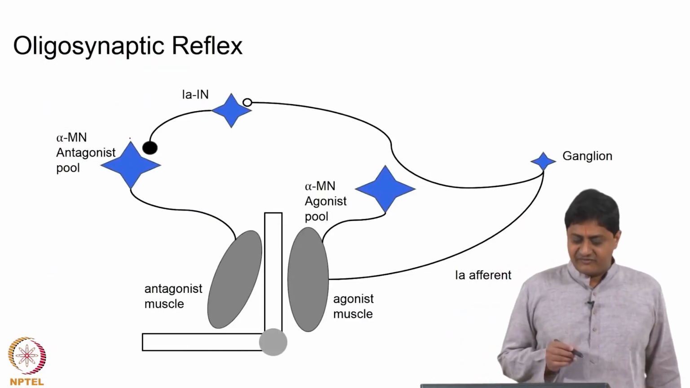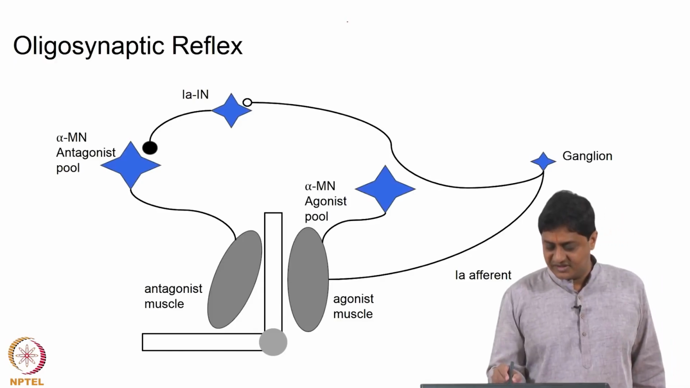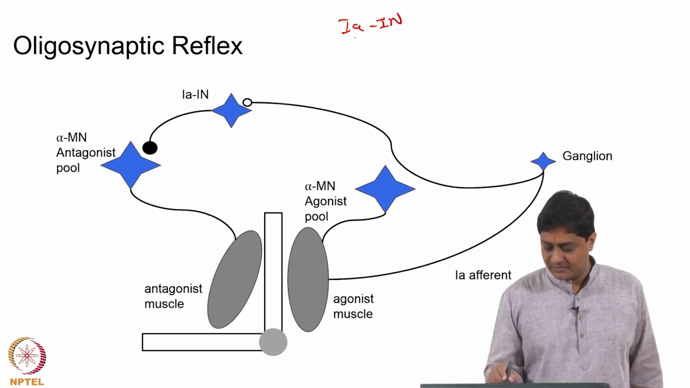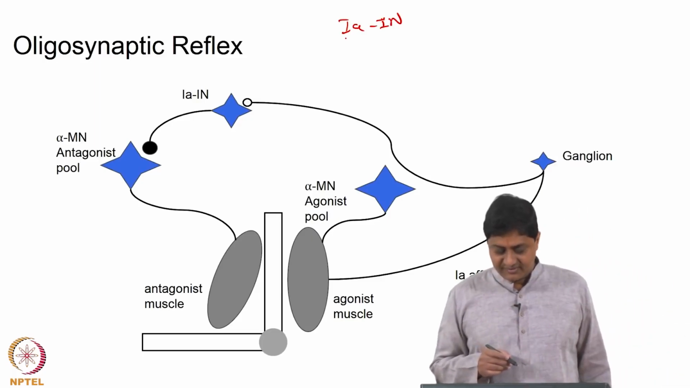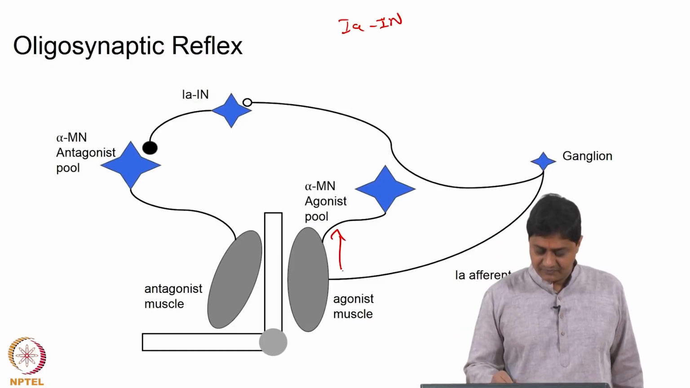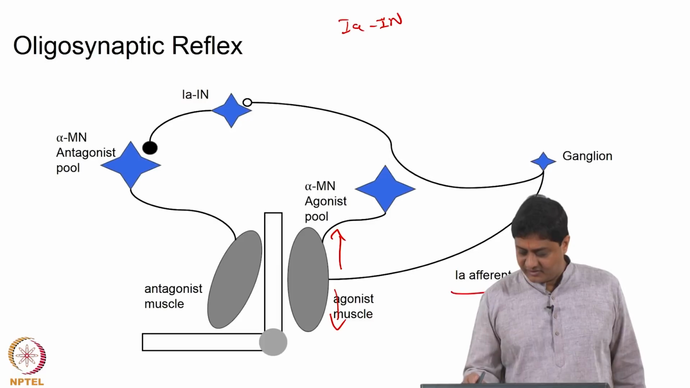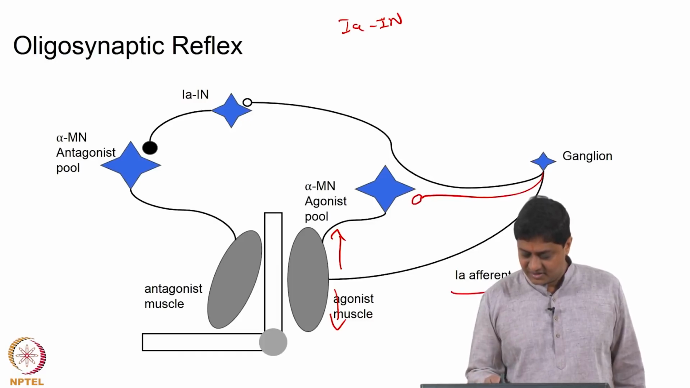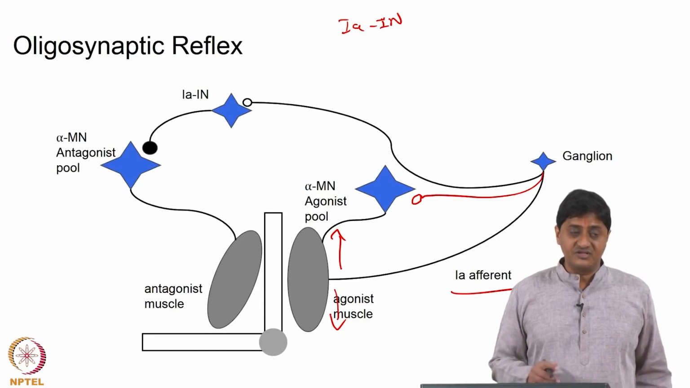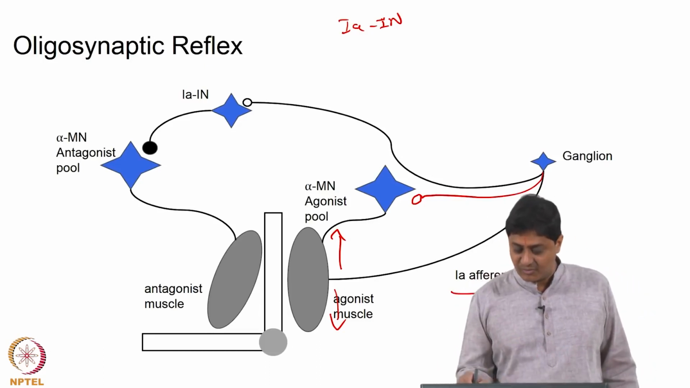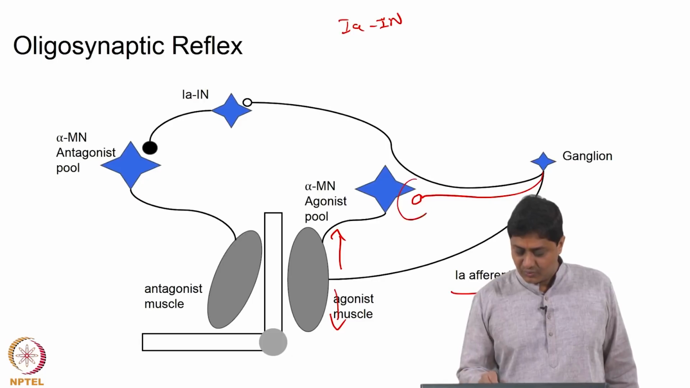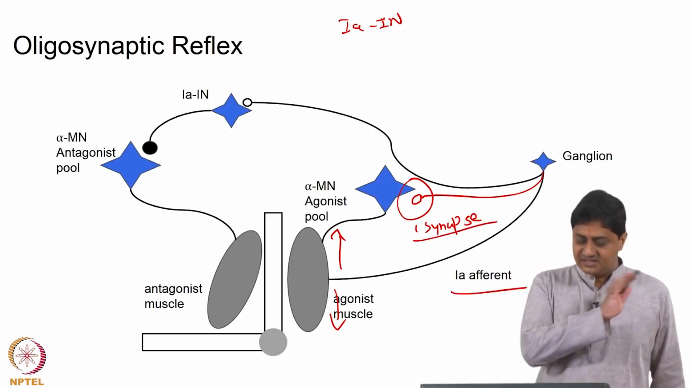So, the classic example of the oligosynaptic reflex is the reflex involving the 1A interneuron. Let us remind ourselves what is the case. This muscle is stretching. If this muscle is stretching, then the 1A afferent gives a command, not shown in this picture, that it activates the alpha motor neuron of the same muscle, so it will contract. That is one form of negative feedback, but this is a monosynaptic loop. This involves only one synapse, right. This is a monosynaptic loop that we have discussed in the previous classes.